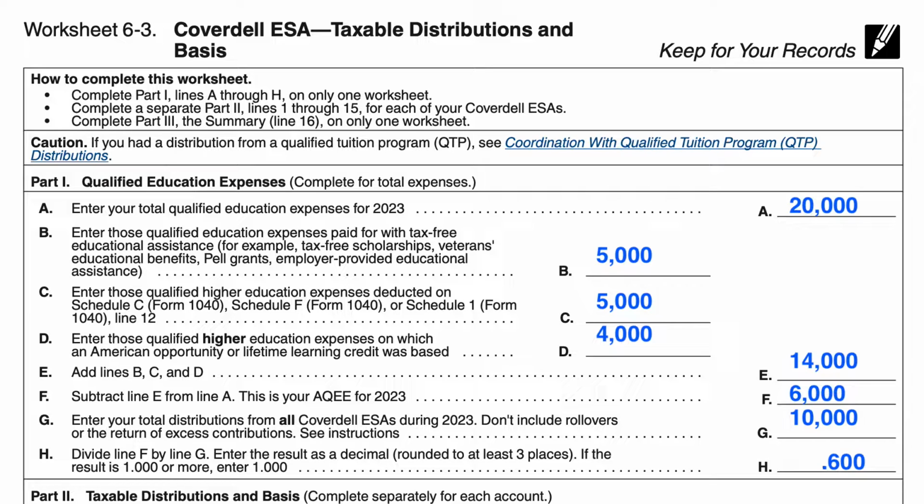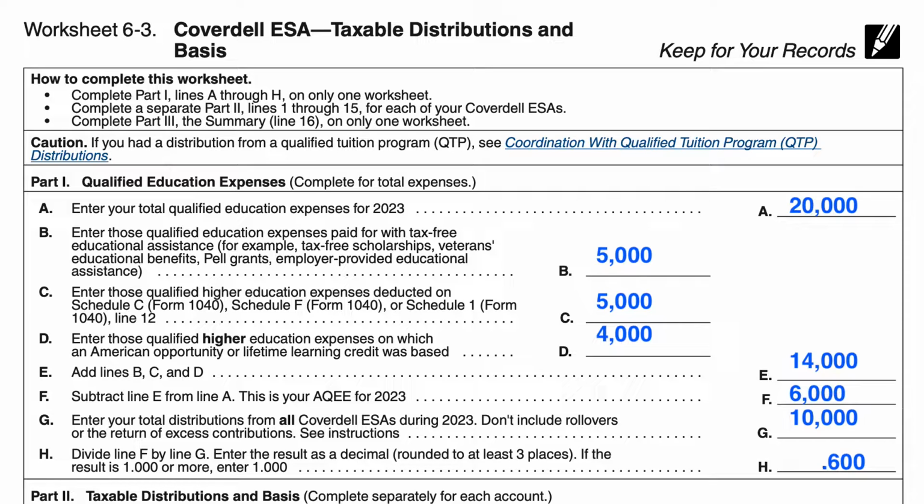So depending on a variety of factors, some or all or none of your distribution could be taxable, and we need to be able to determine how much you're going to pay taxes on and how much is left in your Coverdell ESA in which you have basis. Basis is basically, you can almost look at it as the tax-free part of your account.